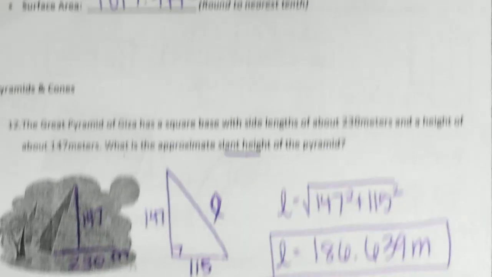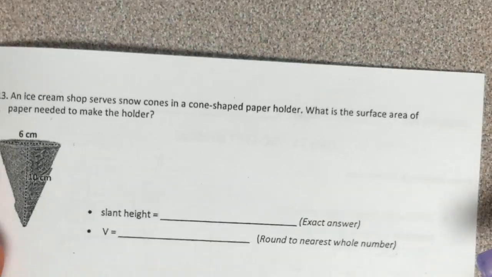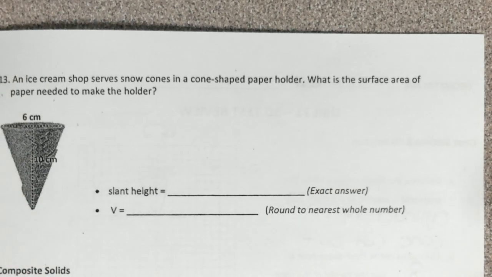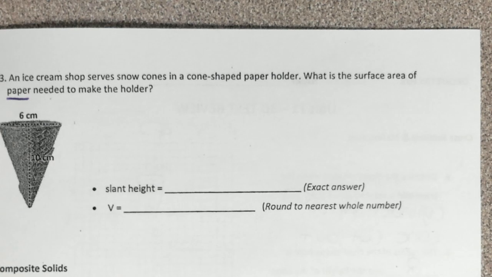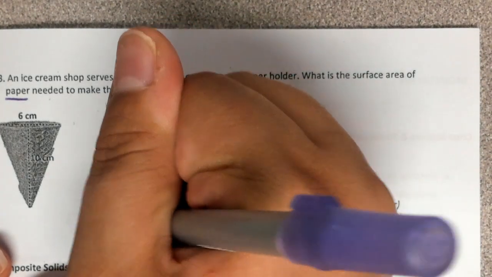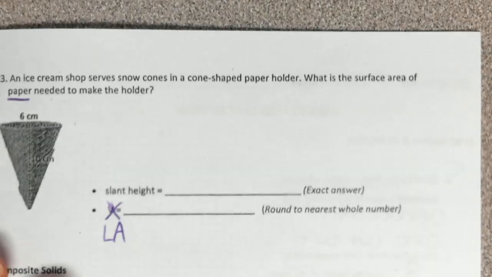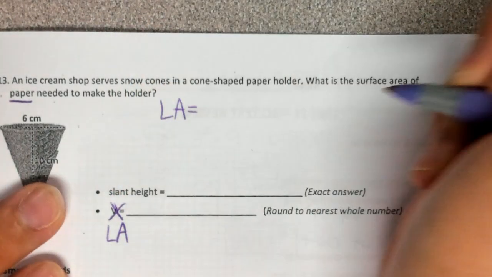All right, we're on the last 3 problems. Again, this key will be in Schoology. An ice cream shop serves snow cones in a cone-shaped paper holder. What is the surface area of the paper needed to make a holder? Y'all, you buy a snow cone. What are you wrapping in paper? Which is, this should not say volume right here. It should say the lateral area. What is the formula for lateral area of a cone?